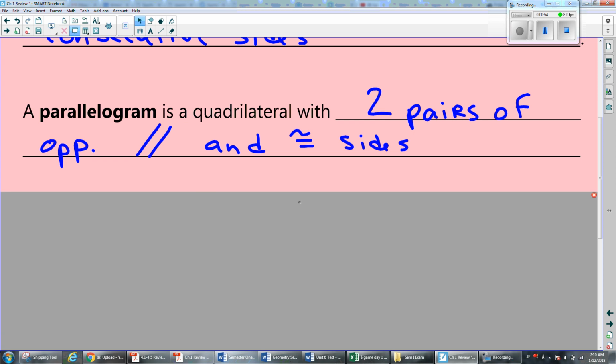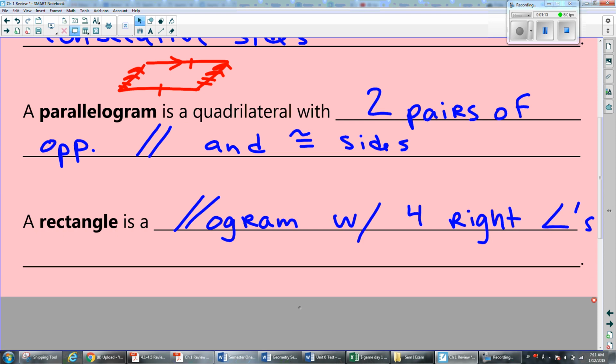I have a parallelogram, that's a quadrilateral with two pairs of opposite parallel and congruent sides. Kind of looks like a slanted rectangle. Opposite sides are parallel and congruent. Sorry, it looks like a slanted rectangle. A rectangle is just a parallelogram with four right angles. So opposite sides are parallel and congruent, but now it also has four right angles.